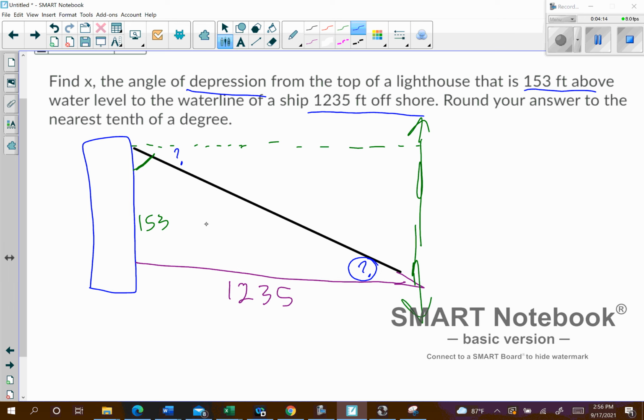And then this time it's going to be tangent because it's going to be opposite over adjacent. And so we'll go ahead and put tangent of x equals 153 over 1235. And then just like the other problem, in this case, you'll do tangent inverse of both sides, and you should get your answer there. If you got any other questions, just let me know.